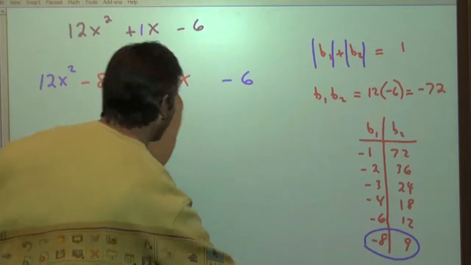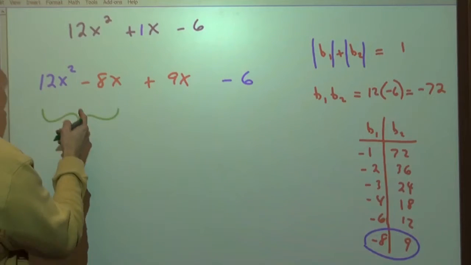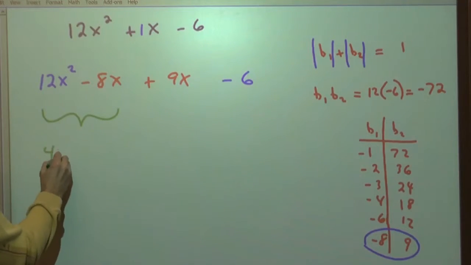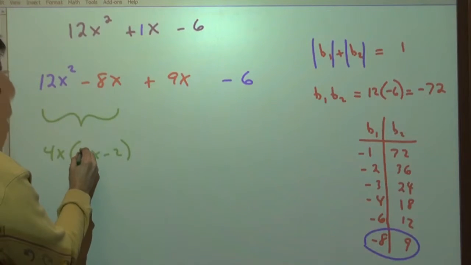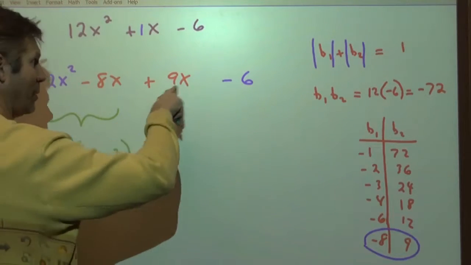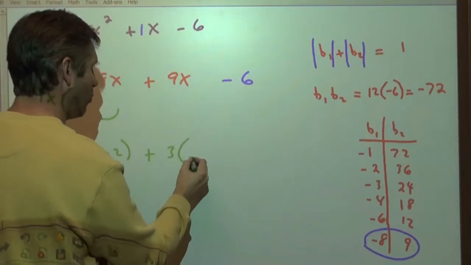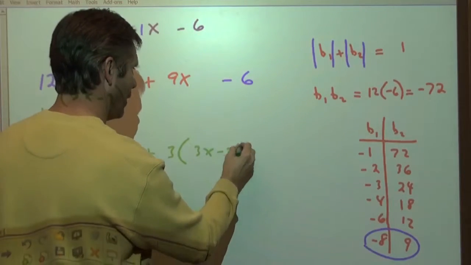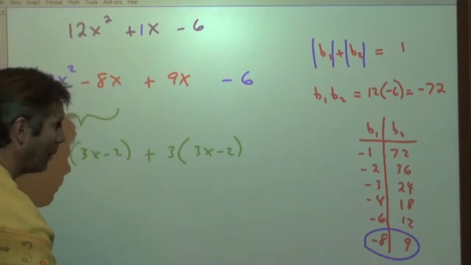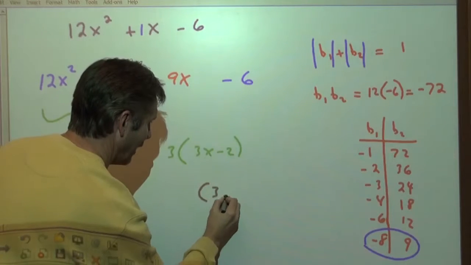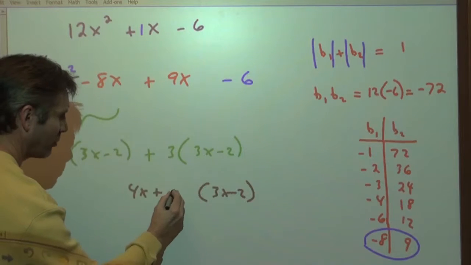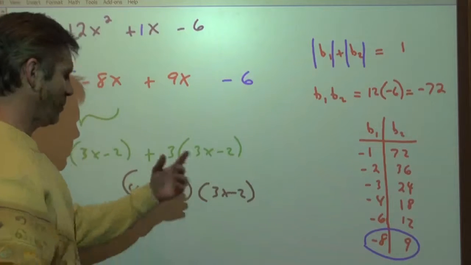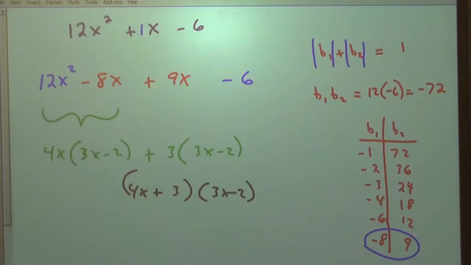Now divide and conquer. What do these guys factor into? Greatest common factor is a 4x. What's left is a 3x minus 2. All right, then we go over here. Greatest common factor is a 3. What's left is a 3x minus 2. So in the end, how many of these 3x minus 2's do we have? Well, we have 4x of them here, and we have another 3 of them there. So in the end, we have 4x plus 3 of these 3x minus 2's. There, we factored it. Life is good.